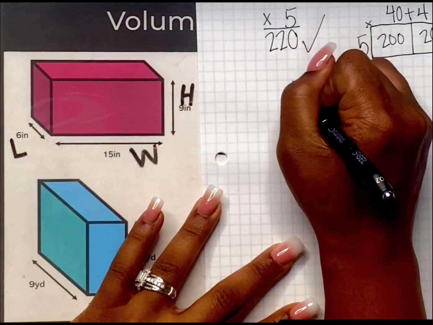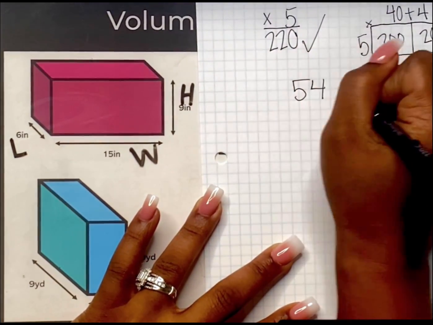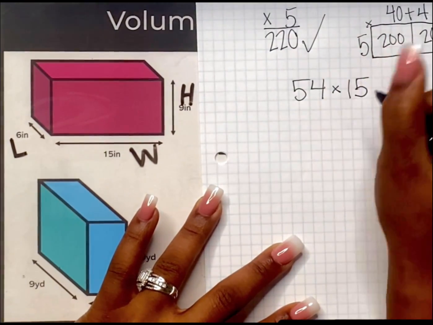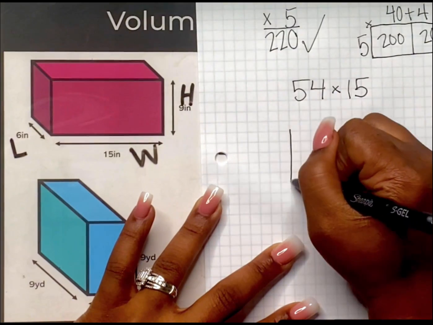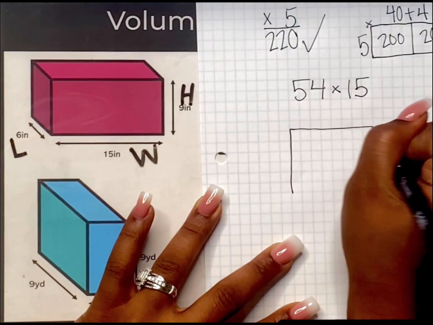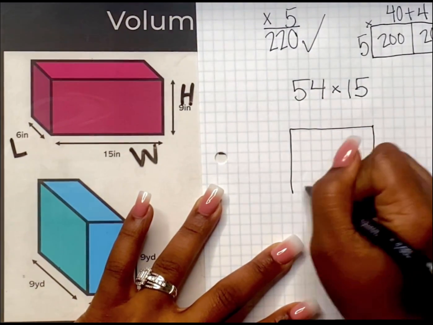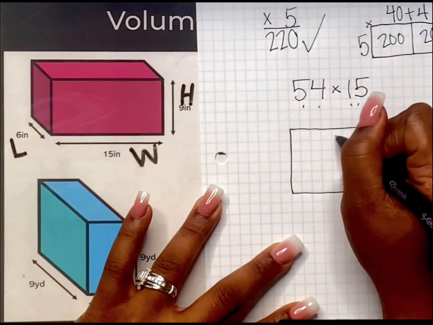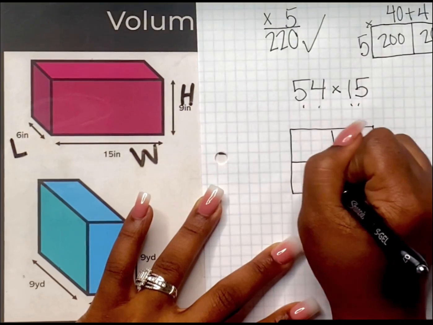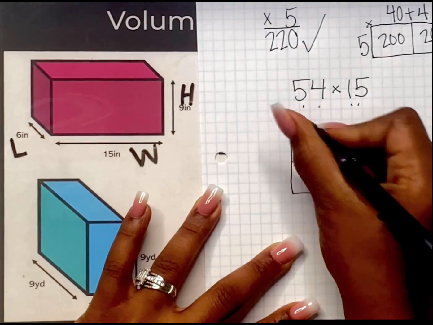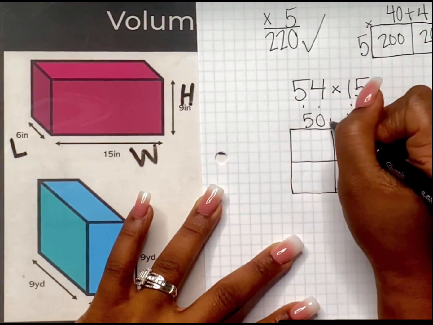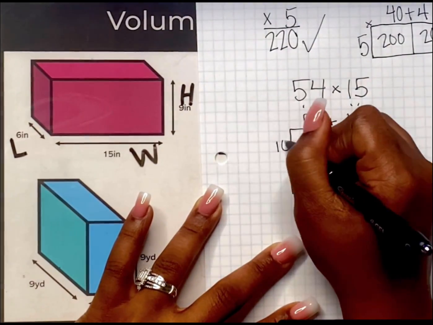54 times 15, 2-digit by 2-digit. I'm going to have two sections across, 2 sections down, for a total of 4. 1, 2, 3, 4. That's how I know 4 sections will be in my model. 54 in expanded form is 50 plus 4, and 15 in expanded form is 10 plus 5.